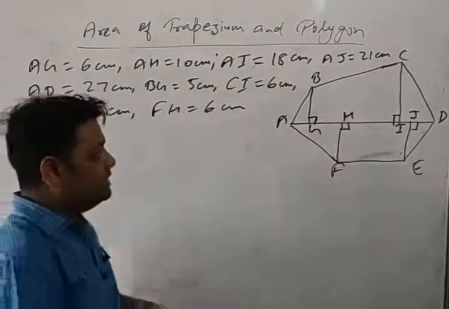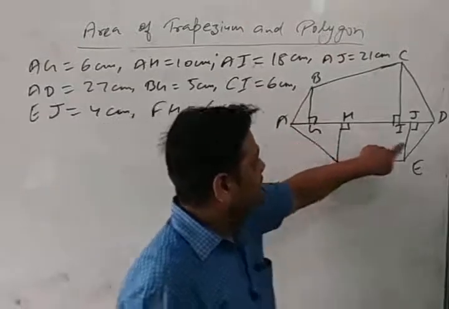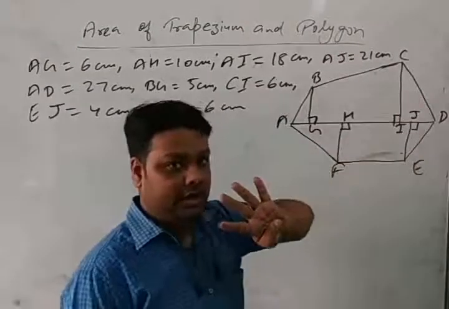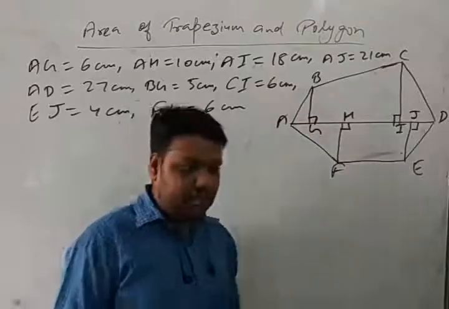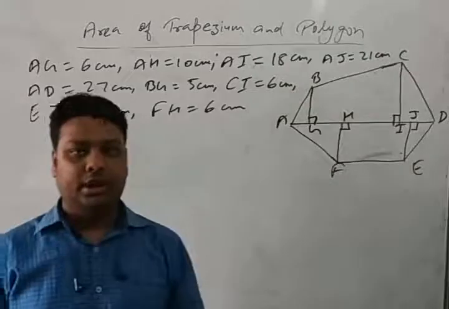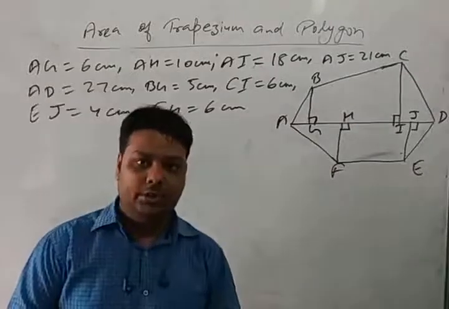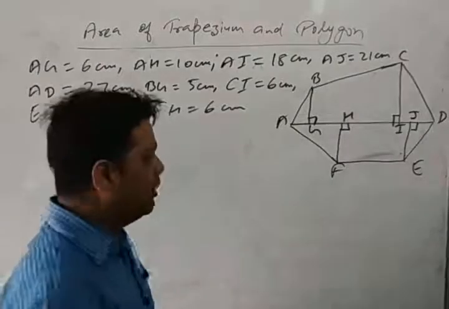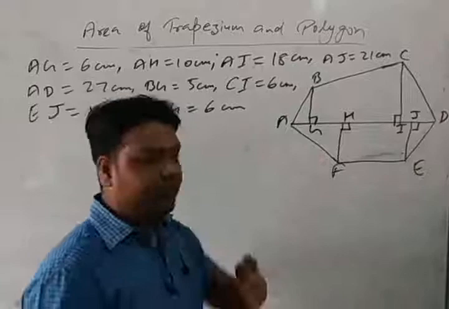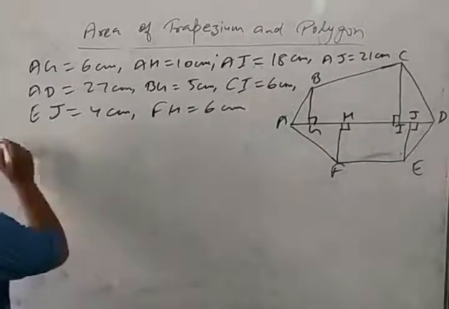Now, here you can see in this figure that there are 4 right angle triangles and 2 trapezoids. To find the area of a triangle we need base and altitude, and to find the area of a trapezium we need the parallel sides and the distance between them, that is height. So at first I am going to find the area of the triangles and then we will find the area of the trapezium. Let's solve it.